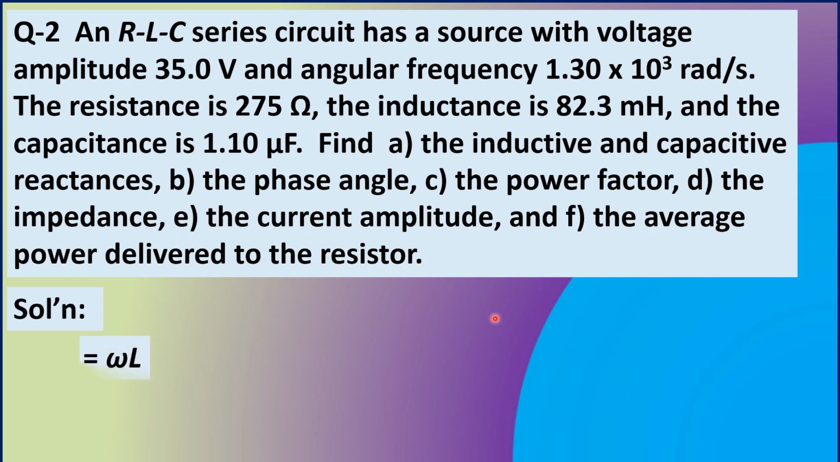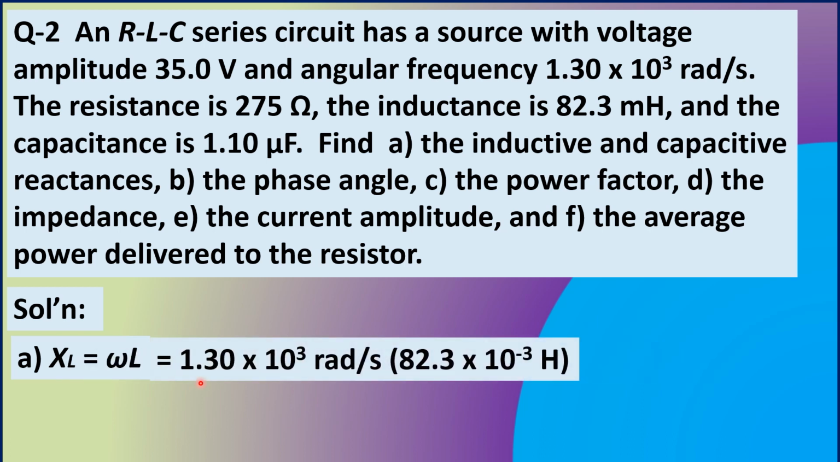So for letter A, our solution: the formula for finding the inductive reactance, capital X sub L, is just equal to the product of the angular frequency omega by the given inductance, capital L, or 1.30 times 10 to the third power radian per second multiplied by 82.3 times 10 to the negative 3 henry. And we get the inductive reactance equal to 107 ohms.